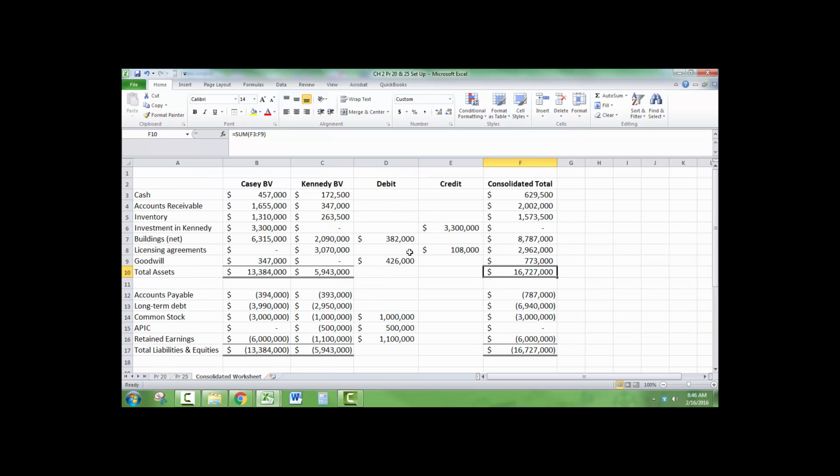But now we have a consolidated total. So this is a consolidated worksheet for the balance sheet when we add Casey, the parent, and Kennedy, the subsidiary. And this is what we would report out on.